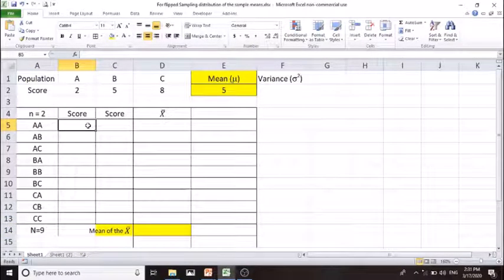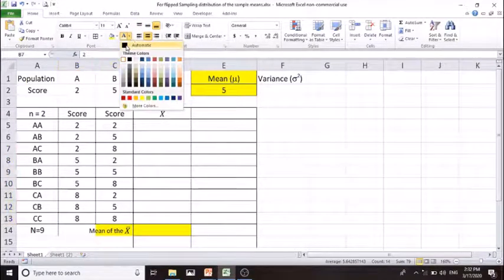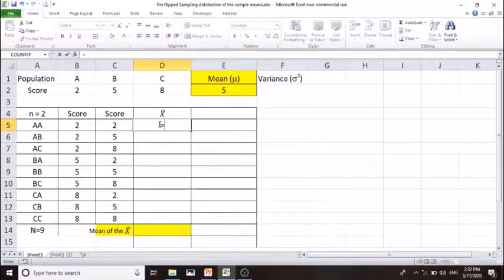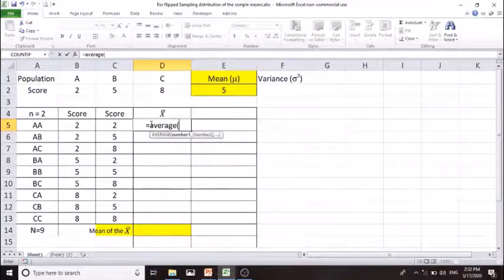I will list down the score of A here and the score of A again. For this one, the score of A, then the score of B, which is 5. Then do the same thing for the rest. I've done it already. Now we have the following pairs here. We will find the sample mean of each. The sample mean is the average of the 2 scores here.